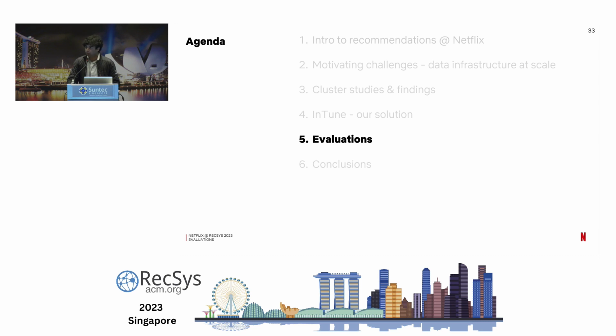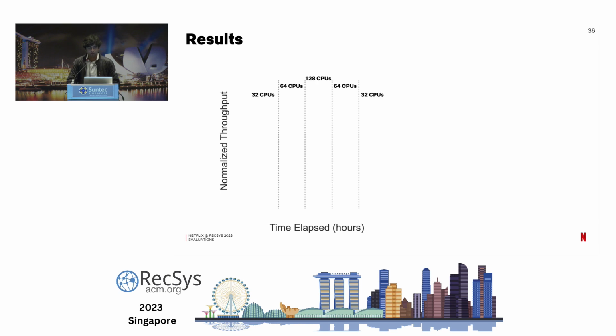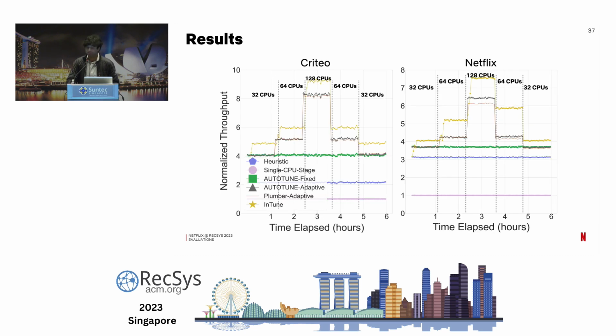So now let's get into the evaluations of InTune. So in our results here, on the y-axis, we're going to show normalized throughput against an unoptimized baseline. On the x-axis is the job lifecycle. We're also going to show our performance under auto-scaling regimes, so we're going to change the amount of CPUs available to the job over time. And here are the results.